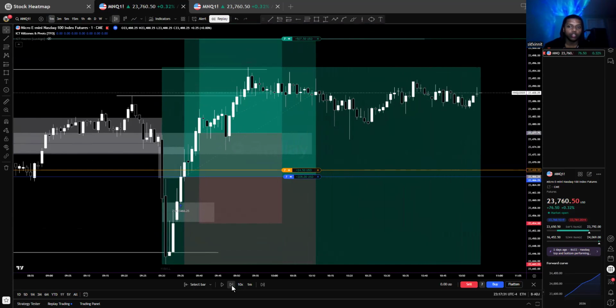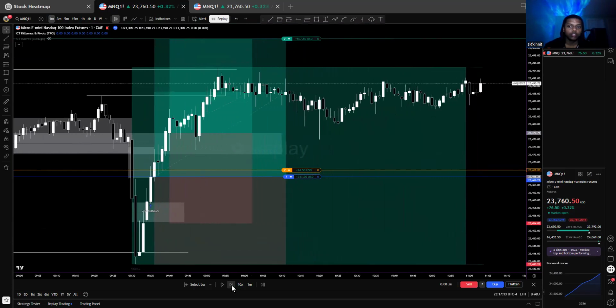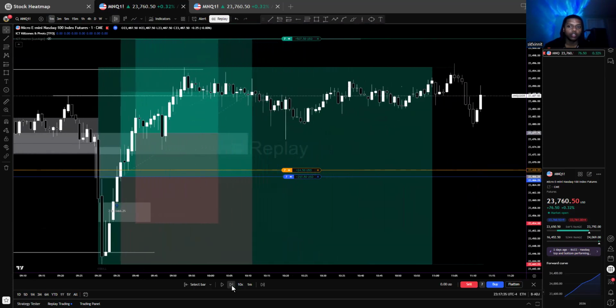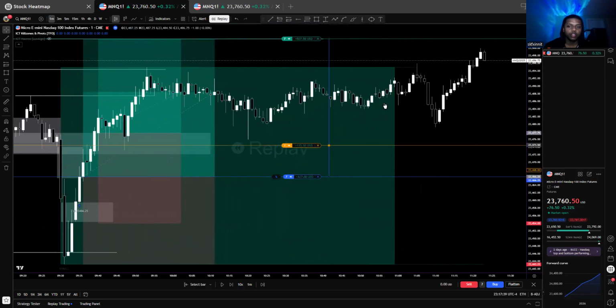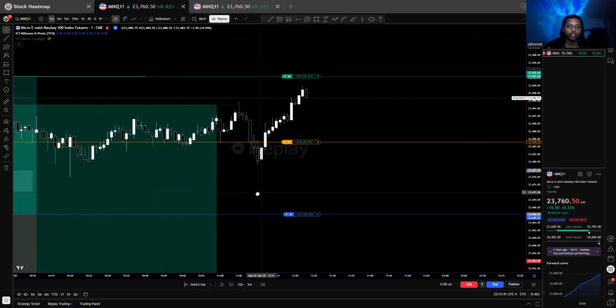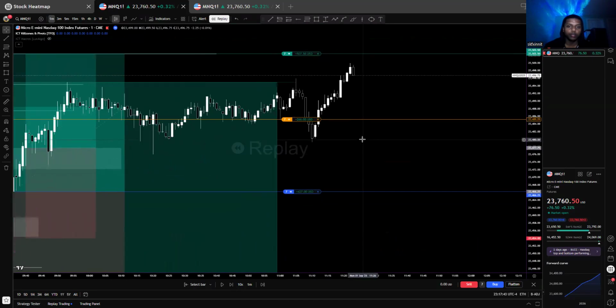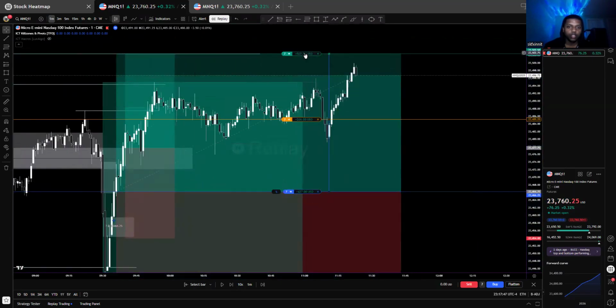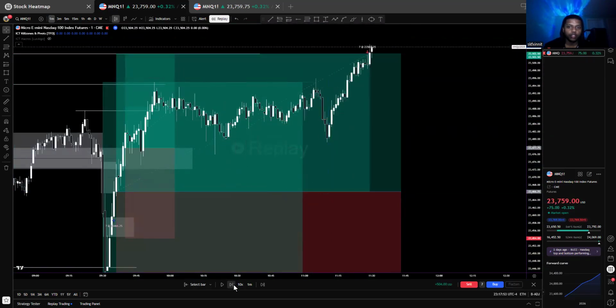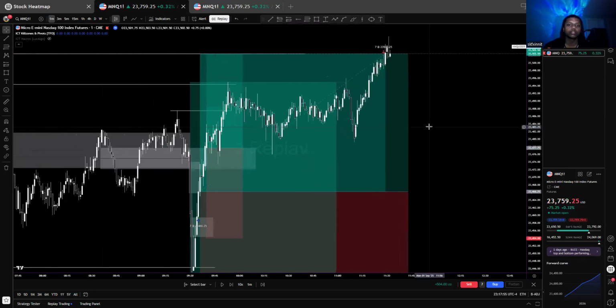Still holding the straight, still holding it. That is your inverse. And keep your stop loss below here, securing most of the profits. We might go a bit down. Take profit, smash.